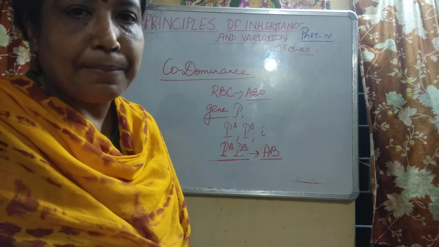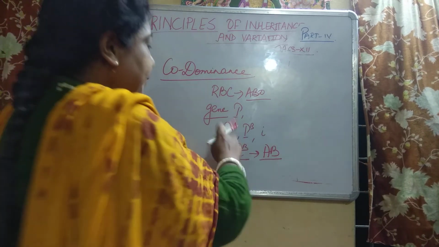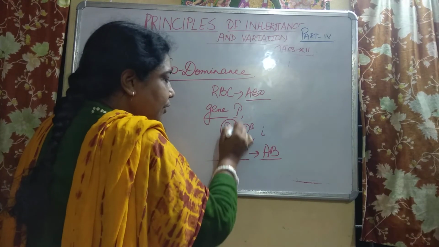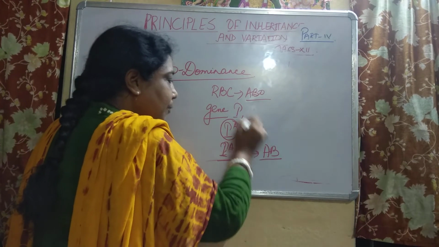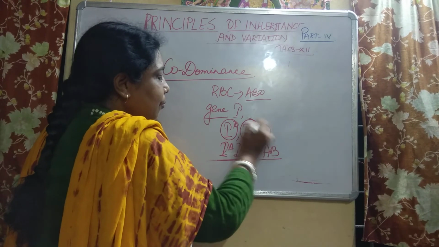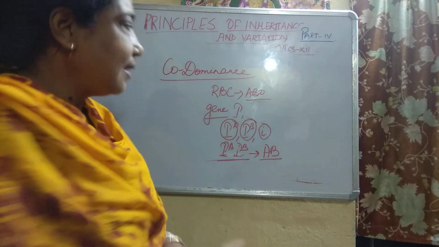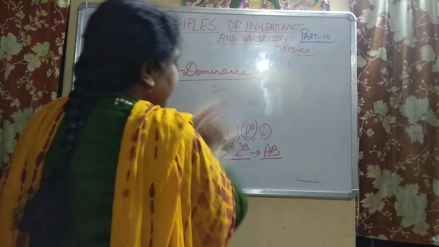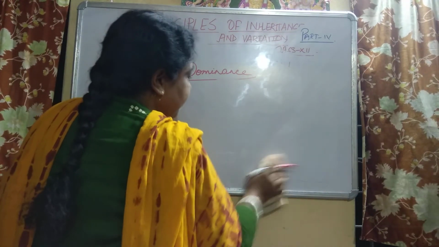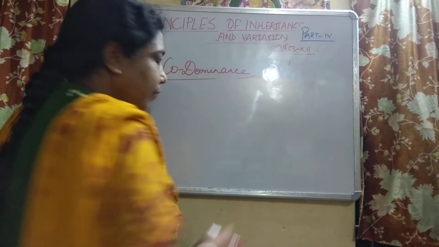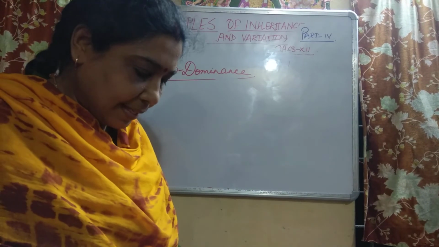This is an example of codominance, because this allelic form is also dominant. This form is also dominant. Only who is recessive? This one is recessive. So this was about codominance, where both of them express themselves.